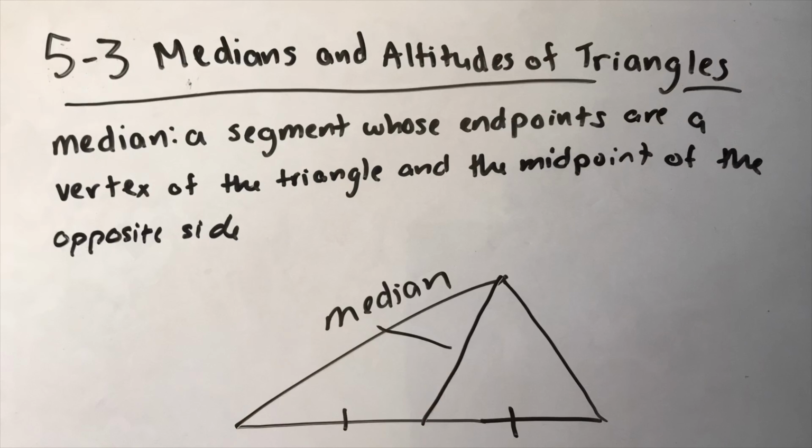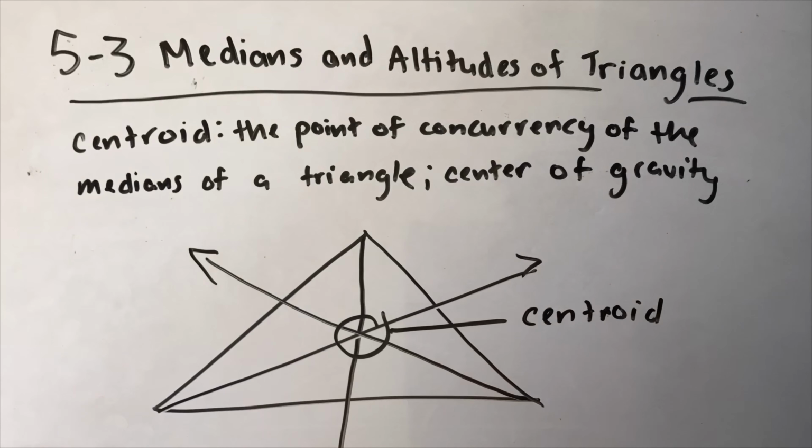So, a median of a triangle is a segment whose endpoints are a vertex of the triangle and the midpoint of the opposite side. This means that the two sides that the median intersects with are congruent. Every triangle has 3 medians, and the medians are congruent. The point of concurrency of the medians of a triangle is the centroid of the triangle. The centroid is always inside the triangle.